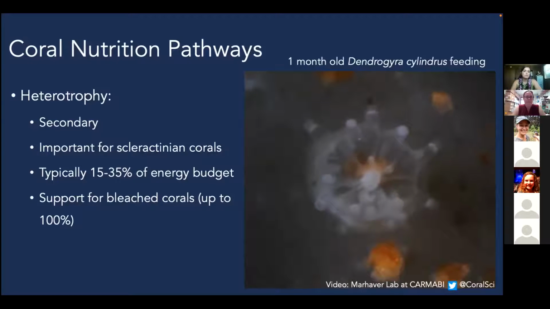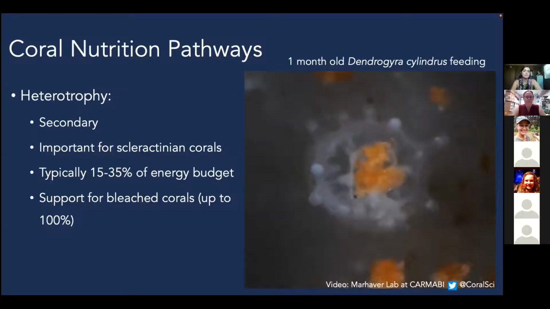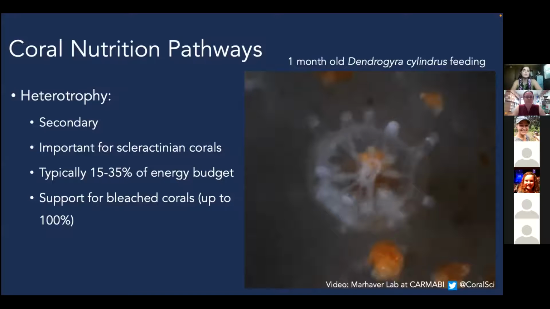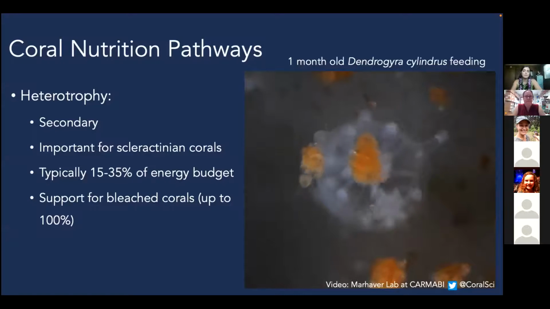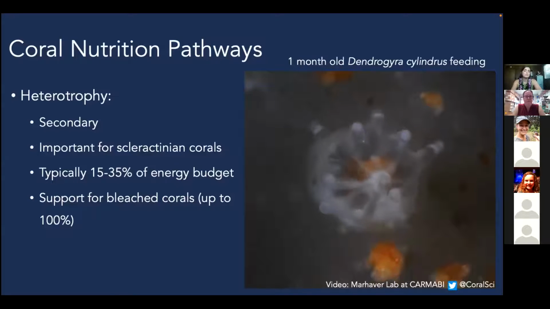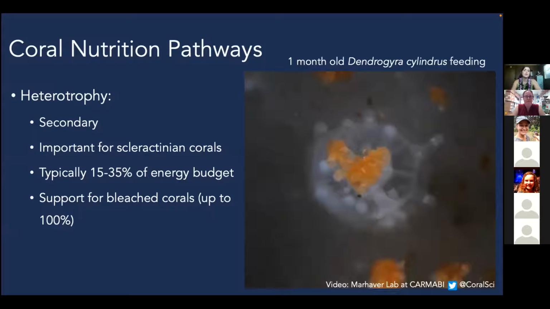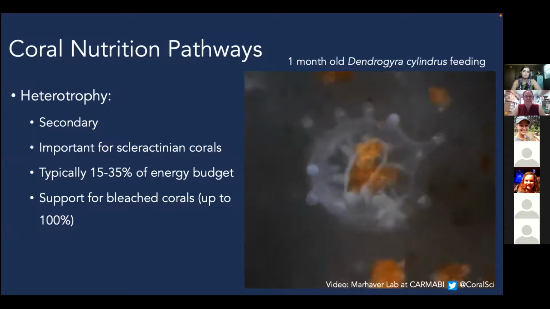Even though autotrophy can provide over 100% of a coral's metabolic needs, it's generally lacking in sufficient quantities of nitrogen and phosphorus, important nutrients needed for tissue growth. However, this is generally considered a secondary source of nutrition, anywhere from 15 to 35% of the overall coral budget. But if a coral can successfully switch to rely solely on heterotrophy when bleached, feeding has been found to provide up to 100% of a coral's nutritional needs. So this is interesting. Not only can heterotrophy provide more nutritionally robust energy, but it can support a coral when bleached.